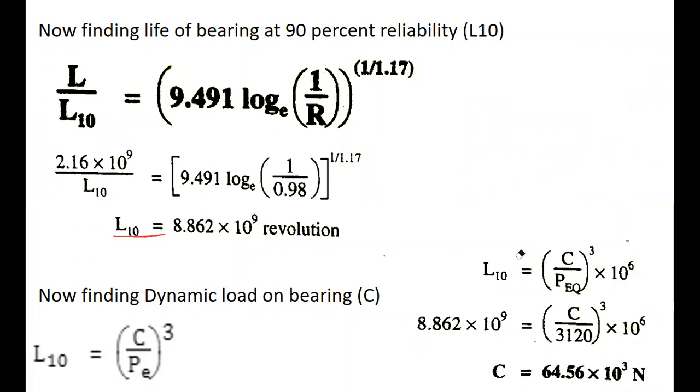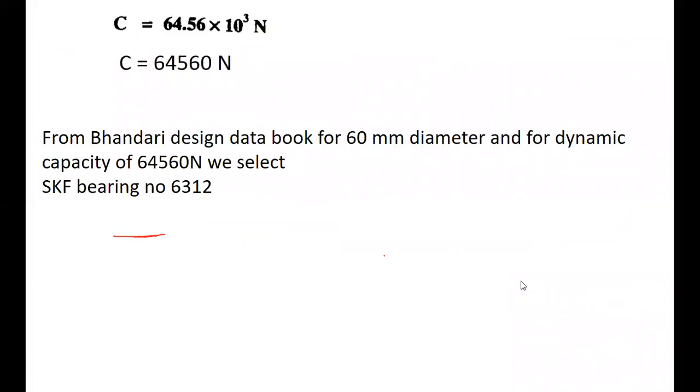It's not over. You have to go to Bhandari design data book, and in deep groove ball bearing, in front of 60 mm diameter, for dynamic load of this much, 64560 or greater than that, you will see this line of 6312, and then you will find out that this bearing is a suitable bearing which can take the dynamic load carrying capacity of 64560. That's why we will choose SKF 6312.